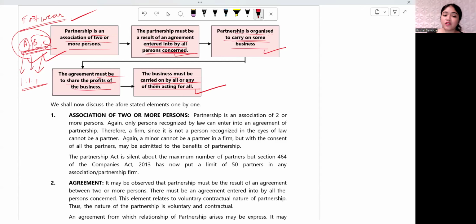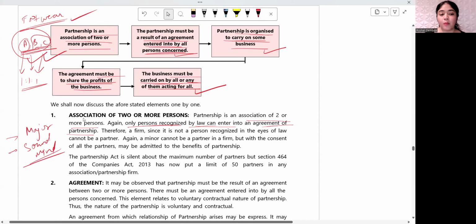Let's discuss each of the elements in detail now. Partnership is an association of two or more persons. Again, only persons recognized by law can enter into an agreement of partnership. Recognized by law means you should be a major and of sound mind. Right? These are the two criteria recognized by law.